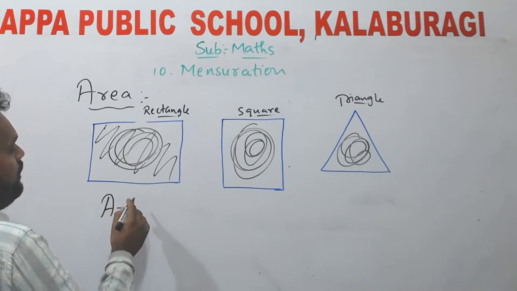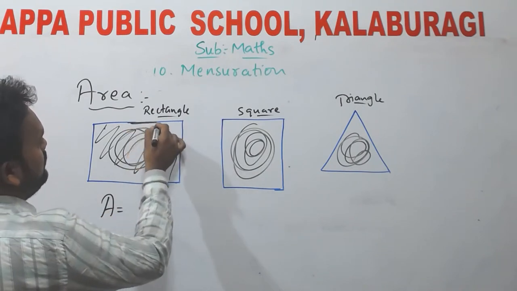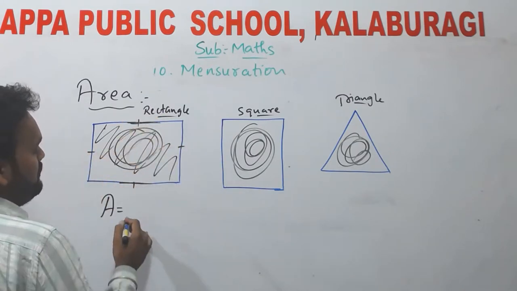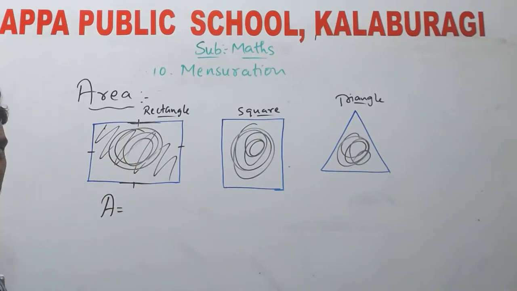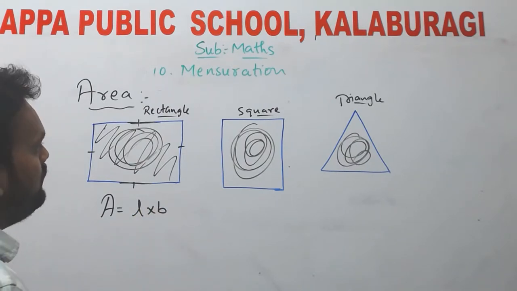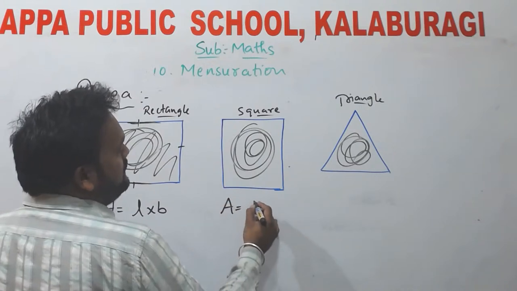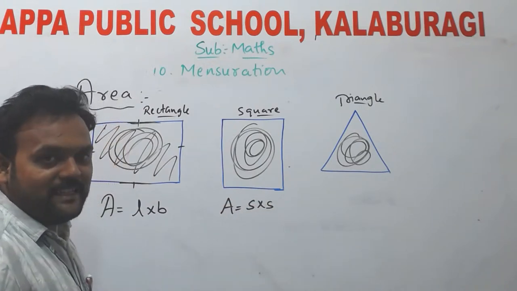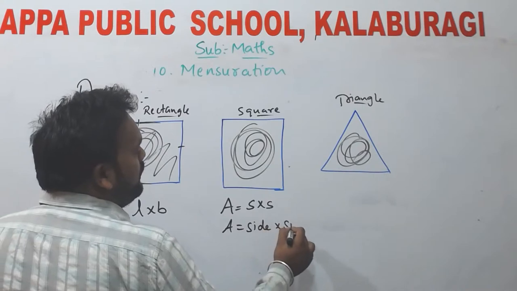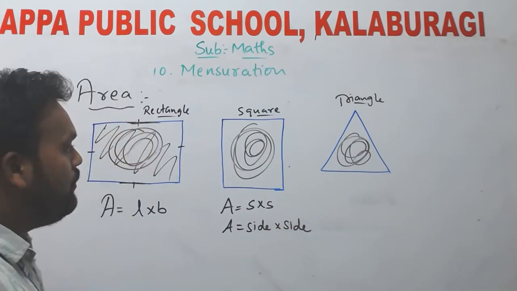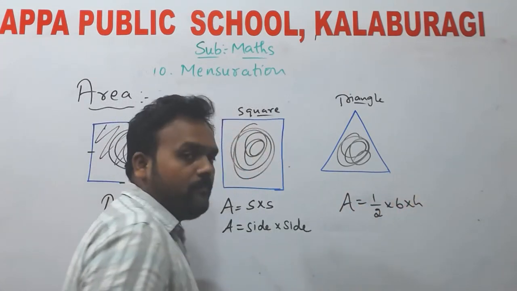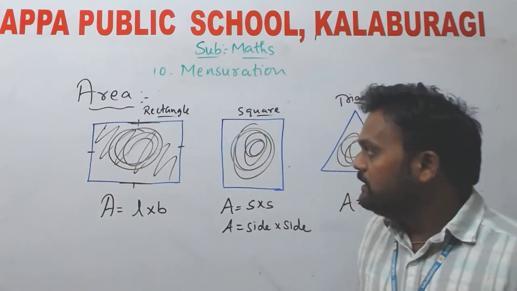You know area of rectangle formula. This is length. The rectangle's opposite sides are equal. See, this is breadth. So the area of rectangle is length into breadth. Now you know area of a square formula, A is equal to side into side, that is S into S. You know area of a triangle formula, half into base into height. This is all about area.